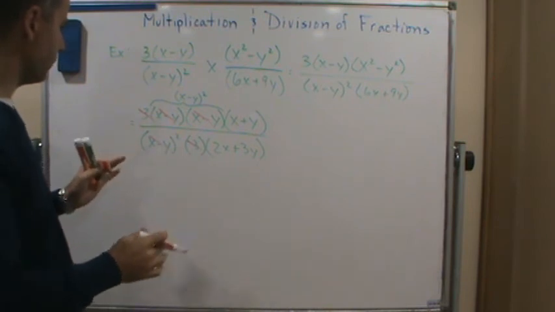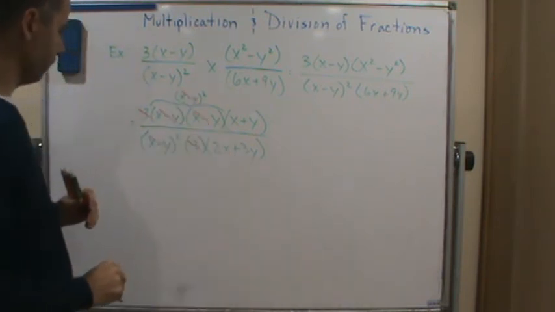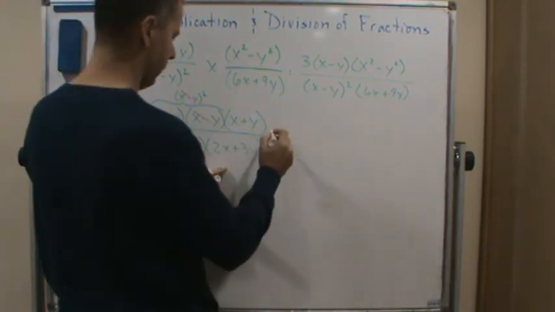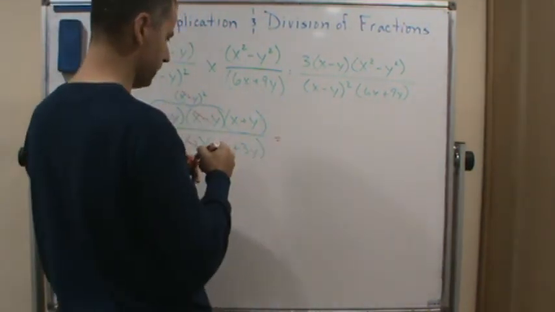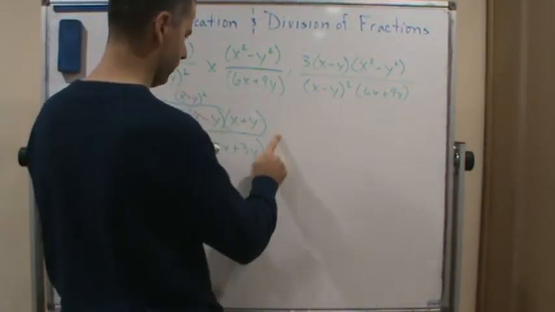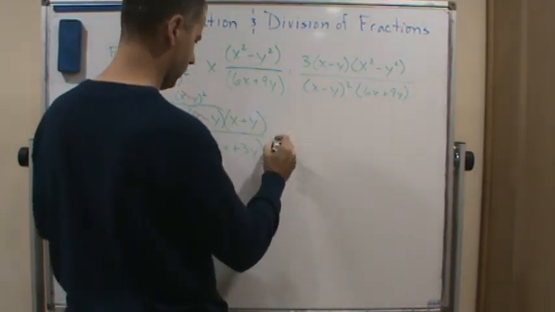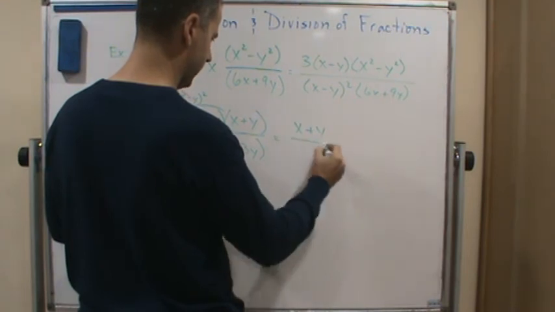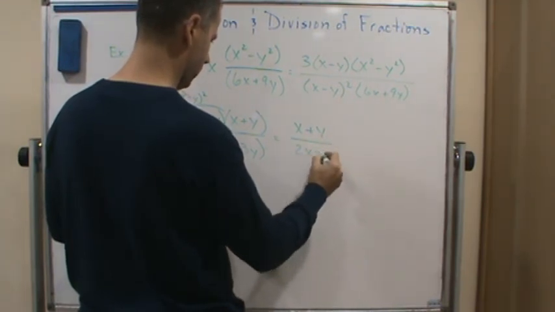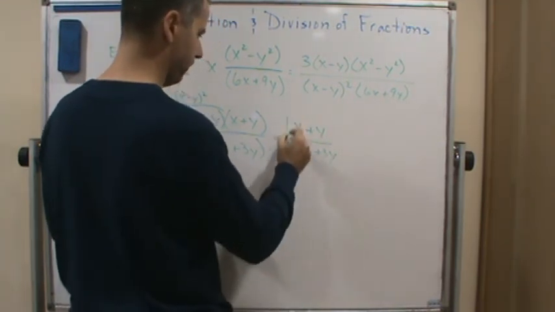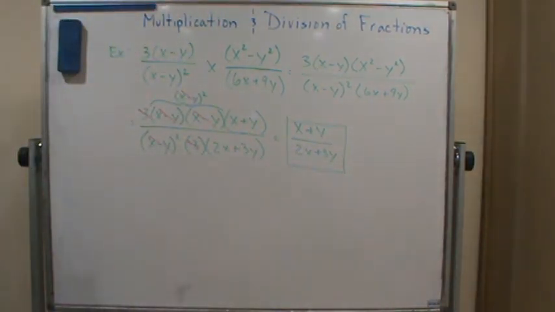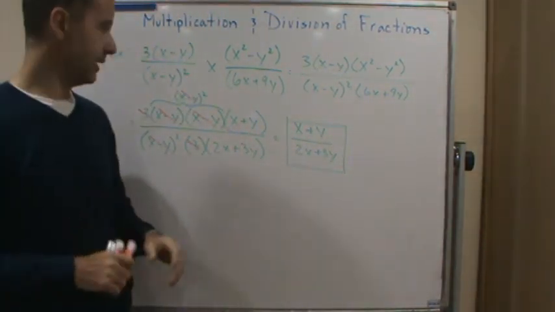And then what's left over, right? So this is gone. Okay, so after everything's canceled out, what's left over? Well, what's left over is my final answer. So what's left over is x plus y over 2x plus 3y, and I'm done. Okay.